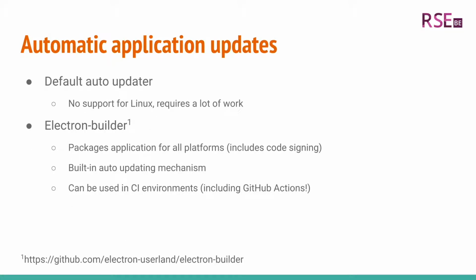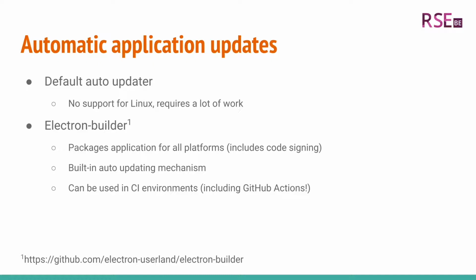Electron also comes with an auto-updating mechanism by default. This mechanism, however, does not support Linux, and it requires a lot of configuration before it works. That's why I chose to use Electron Builder, an open-source package that handles application packaging for all major platforms, and it includes a built-in auto-updating mechanism.